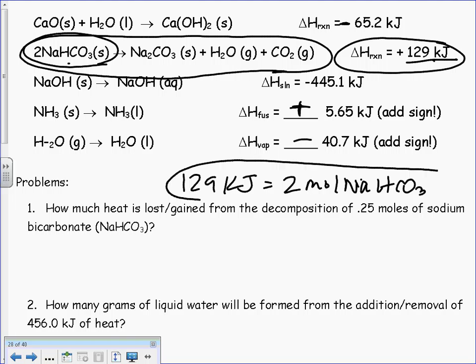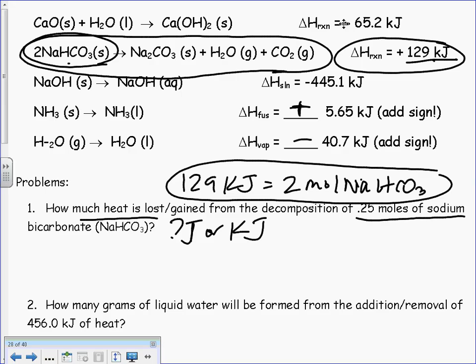Well, if this is equivalent, I can make it like a fraction, like a conversion factor, and that's what we're going to do in number 1 right here. So question, how much heat? What am I looking for? What unit? Joules or kilojoules, right? So joules or kilojoules is my question, as gained or lost from the decomposition of 0.25 moles of sodium bicarbonate.